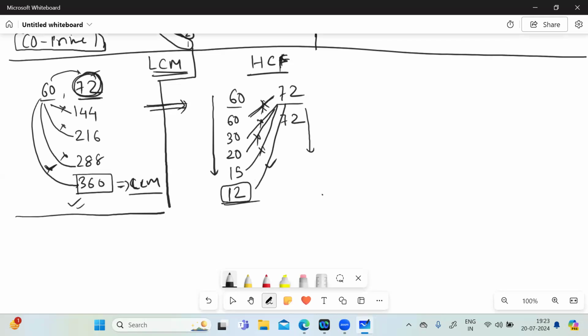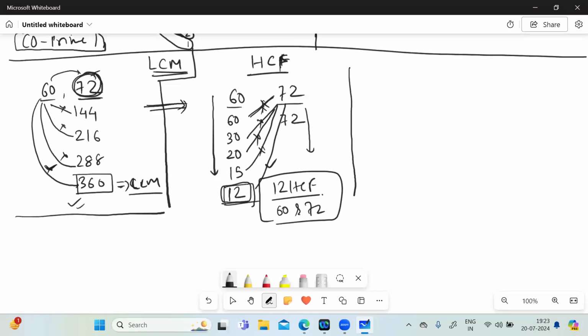Now we can confidently say that 12 would be the HCF of 60 and 72. Okay. So now I'll be telling you a very interesting fact here. Before telling you that fact or that way of finding HCF, let me explain one of the concepts which is very basic and very interesting.